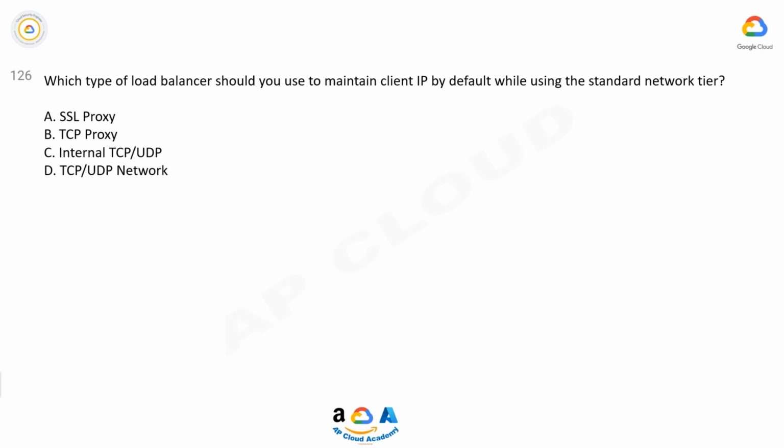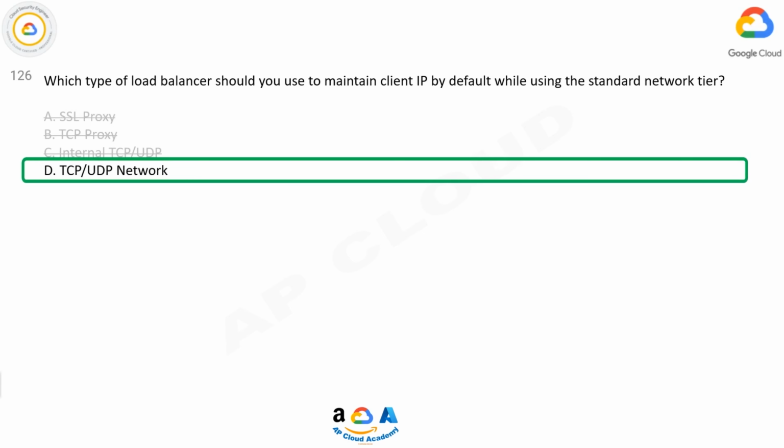126. Which type of load balancer should you use to maintain client IP by default while using the standard network tier? A. SSL proxy. B. TCP proxy. C. Internal TCP/UDP. D. TCP/UDP network. Correct answer is D. TCP/UDP network.